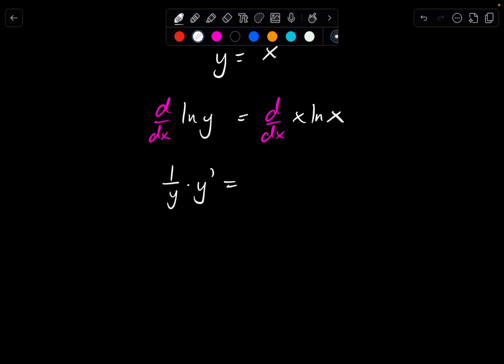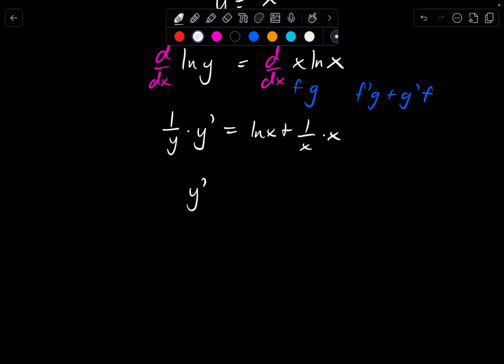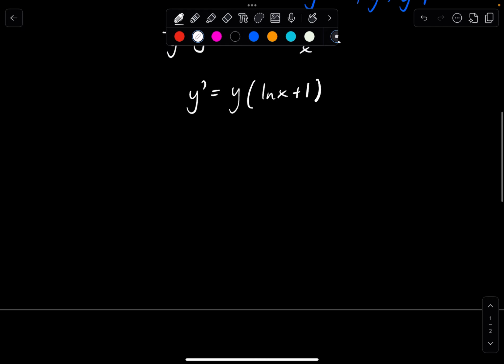And then on the right, this is just two functions multiplying, fg, which is f prime g plus g prime f, of course. So this gives us the derivative of x, which is 1, times ln x, plus the derivative of ln x, 1 over x, times x. All right, let's simplify. We have y prime is equal to y times (ln x plus 1). And we said y is equal to x to the x. So we get y prime is equal to x to the x times (ln x plus 1).